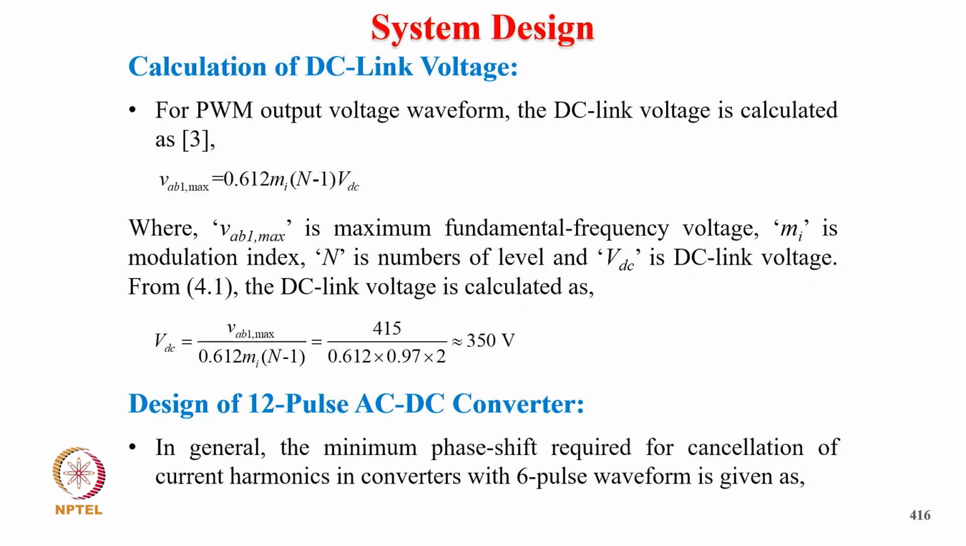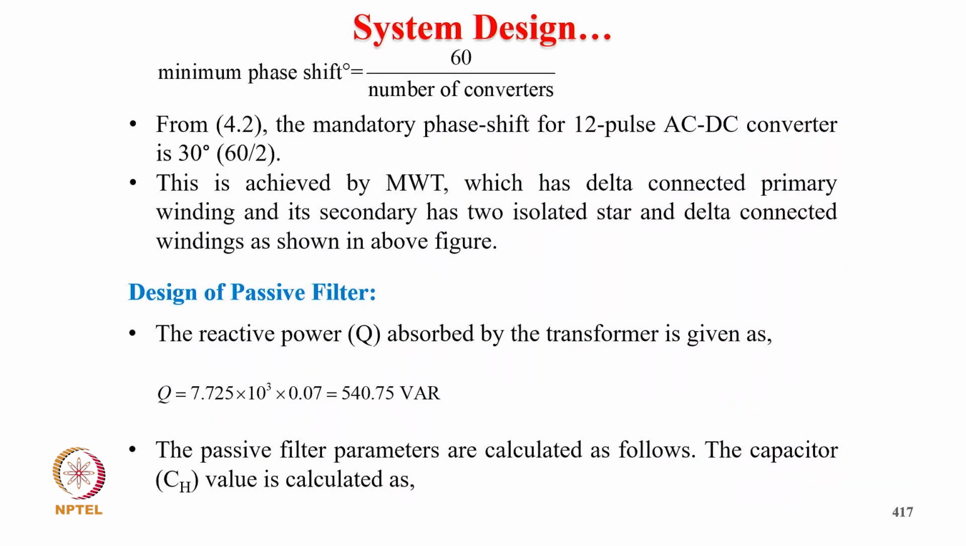Now coming to design of the 12 pulse AC/DC converter. In general, the minimum phase shift required for cancellation of current harmonics in a converter with 6 pulse waveform is given as: minimum phase shift is 60 divided by the number of converters. So the mandatory phase shift for a 12 pulse AC converter is 30 degree, that is 60 by 2, and this is achieved by a multi-winding transformer which has a delta connected primary winding and its secondary has two isolated windings, star and delta connected, as shown in the figure. So coming now to design of the passive filter.